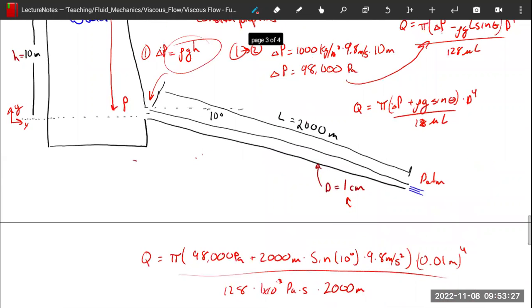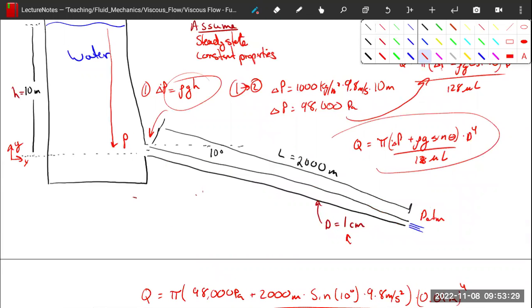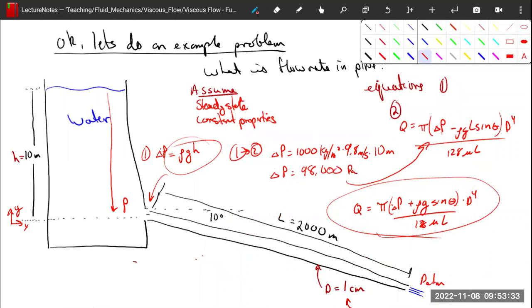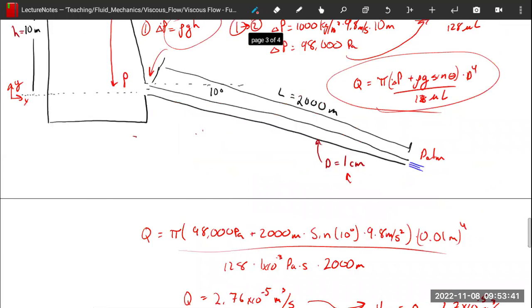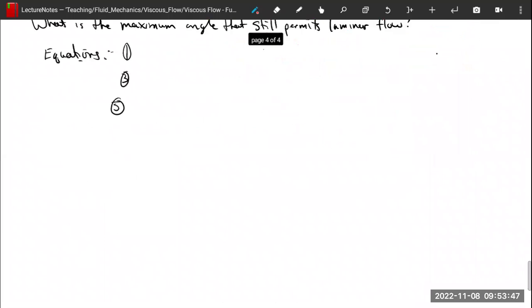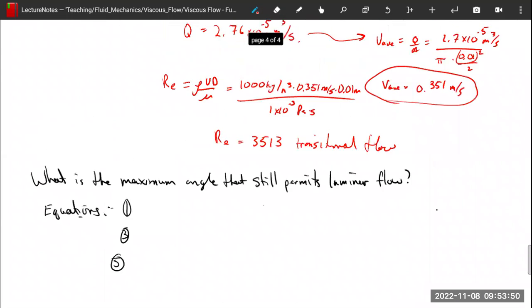So remember, this formula we just derived for the flow rate is only valid in laminar flow. Transitional flow is getting close to where, this is close to 4,000. I don't know if I would trust this. I don't know if I would trust this flow rate. I don't know if I would trust this velocity. Yeah. All right. And that's that for this lecture.